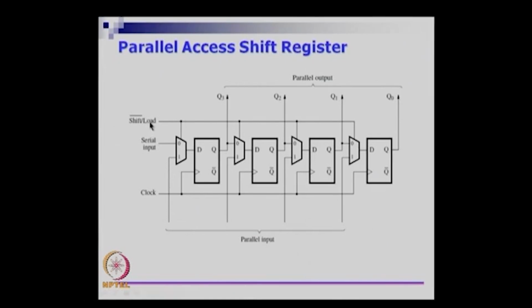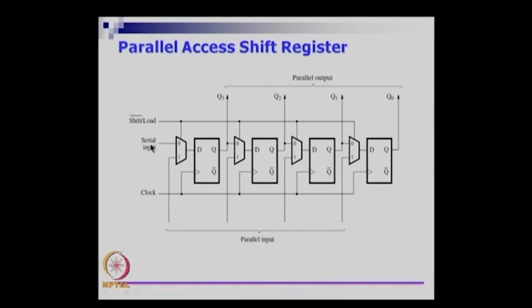Now if load is 0 or shift is 1, so the meaning you attach is either shift bar, you either call it shift bar or you call it load. So if this line is 0, it means shift bar is 0 or shift is 1. If shift is 1, then shift bar is 0. Let us see what is in the 0 pin of all of these multiplexers.